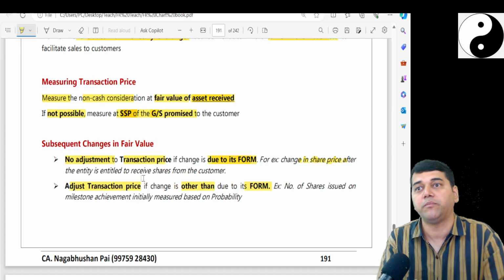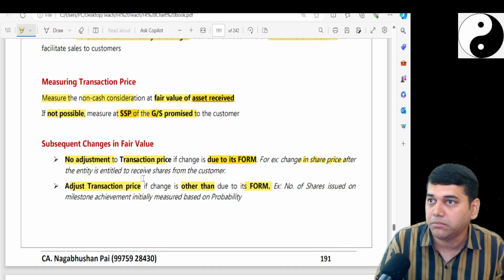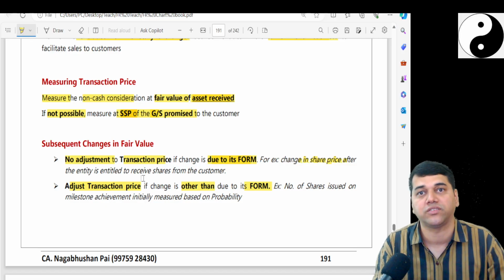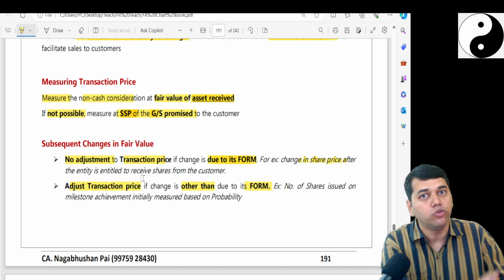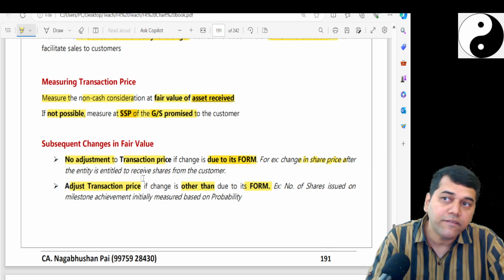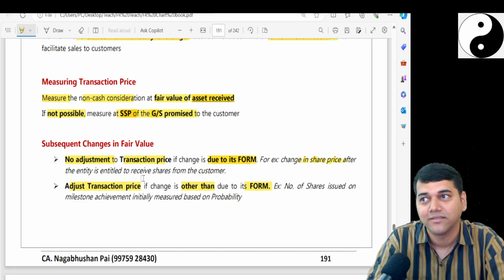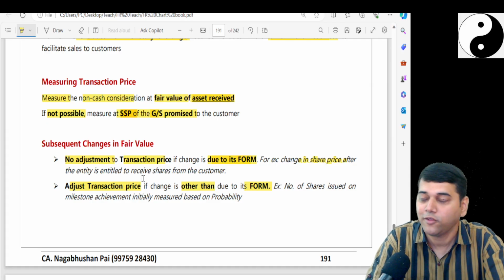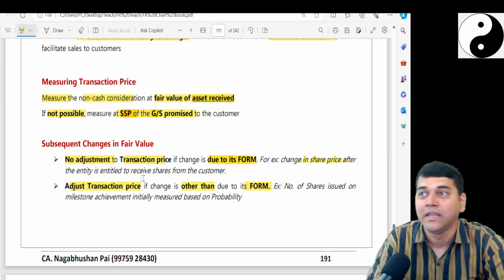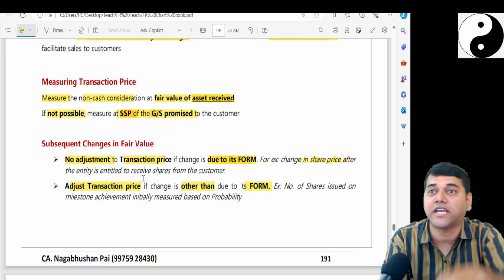Like for example, performance bonus. I say that if you complete this building within say 10 months, I will give you 100 L&T shares. If you complete within 2 months, I will give you 50 L&T shares. Is there a variable consideration? Yes. Is it a non-cash consideration? Non-cash, yes. L&T shares they are giving. That means the consideration takes 2 forms there. It is variable also, non-cash also.